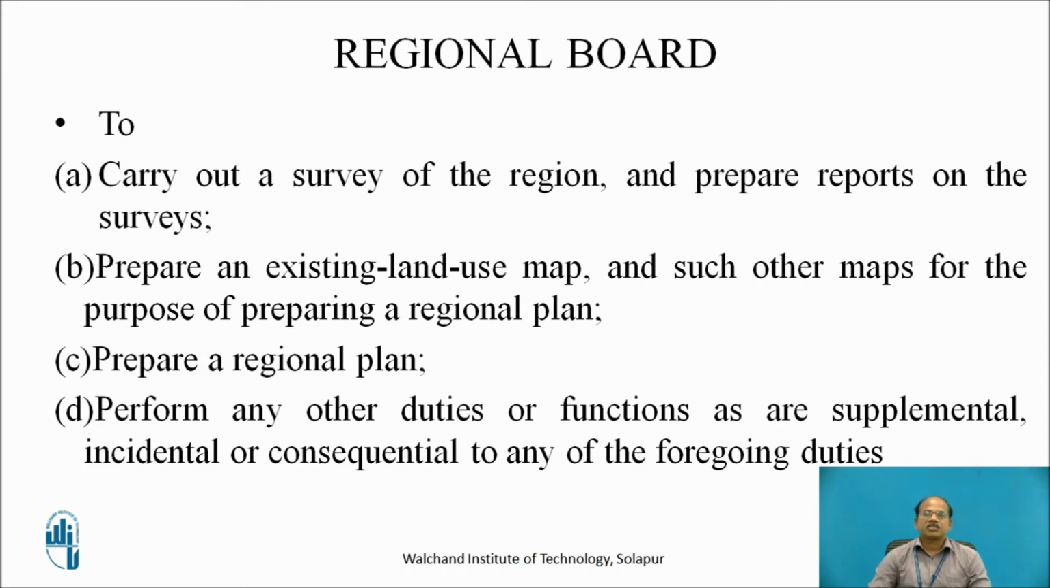Then the regional board prepares a regional plan. It is something to be done because it is a plan. It is something to be done with a specific objective. So after preparing a regional plan with predefined objectives, the regional board is supposed to perform any other duties or functions which are supplemental, incidental, or consequential to any of the foregoing duties.